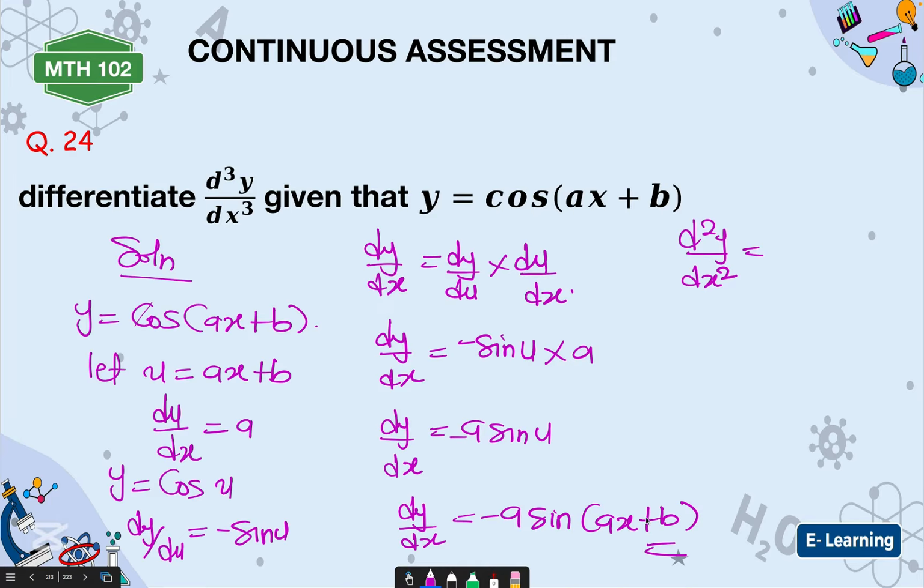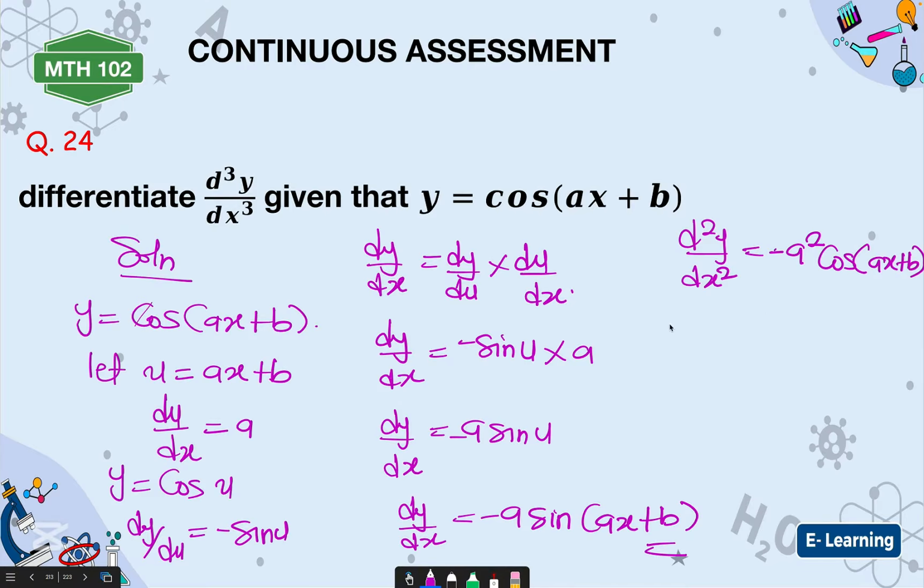That's our dy/dx. Now, what of d²y/dx²? I'm not going to solve this more. Differentiate this ax again plus b again to give us a. Use that a to multiply this a. That will give us what? Minus a squared. When you differentiate sine, it gives us what? Cos. Then write ax + b.